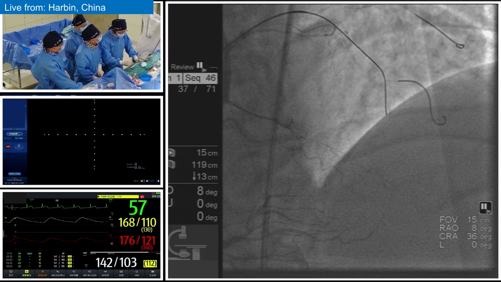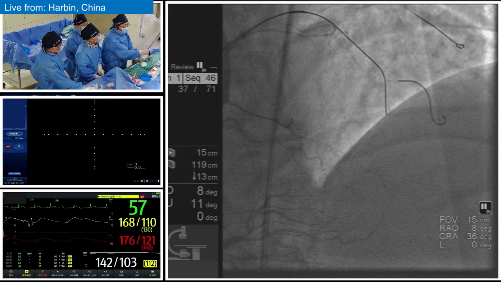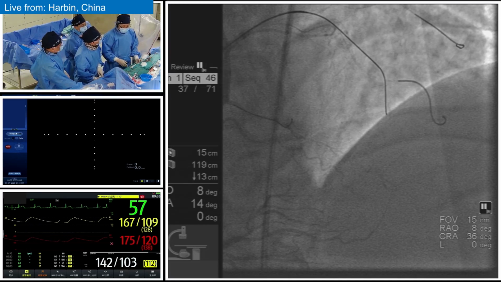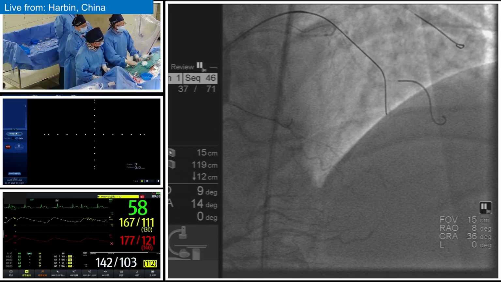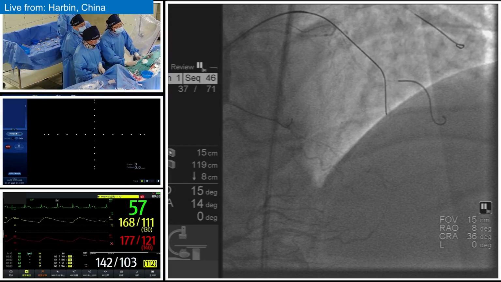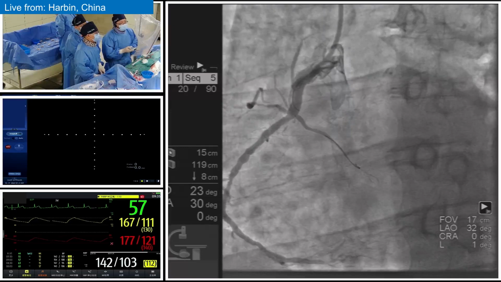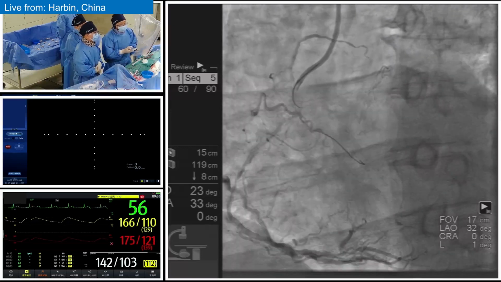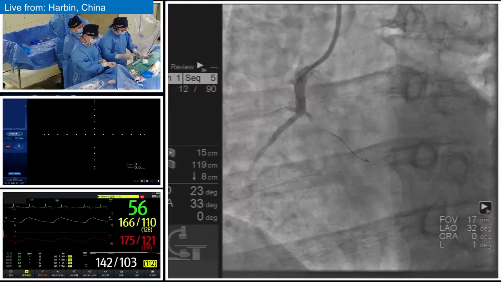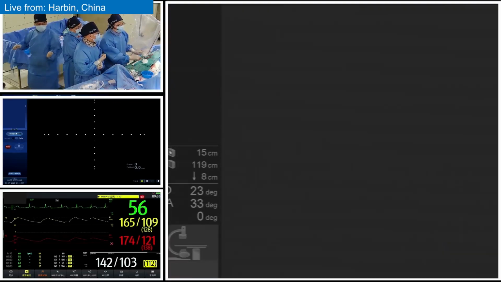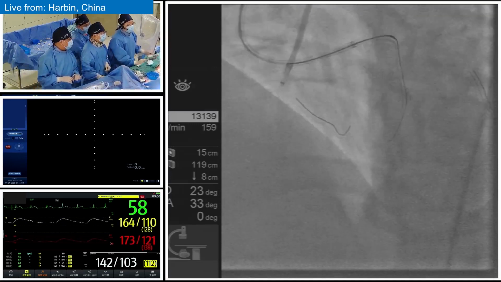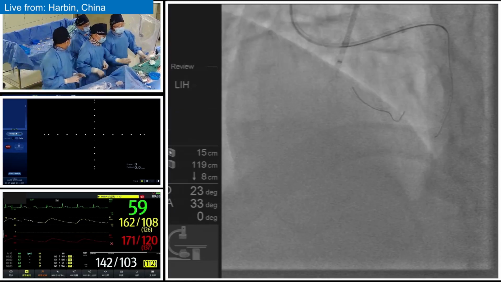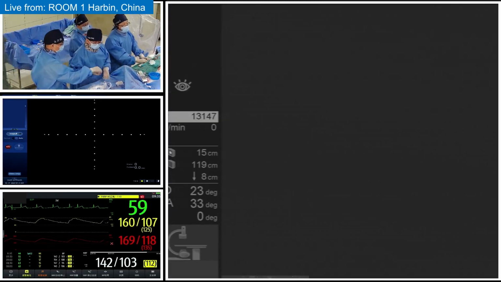LAO Cranial, please. LAO Cranial. Corsair with a workhorse wire, please. So just now we already saw there should be some tight lesion maybe in the distal RCA. So I think we should check with IVUS first. Move the table, please. Another CM wire, please. Give me a CM wire, please.